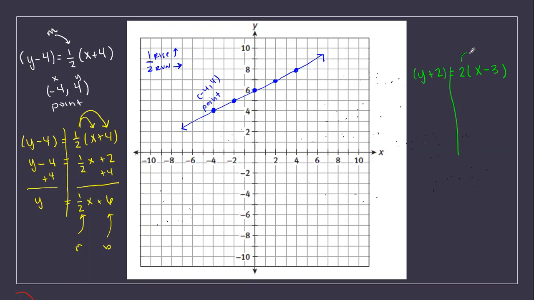First thing I would do is distribute this 2. That will give me y plus 2 equals 2x. 2 times minus 3 would be negative 6. Then I have this y plus 2 plus 2. To get rid of the plus 2, I've got to subtract 2. That will give me y equals 2x minus 8.